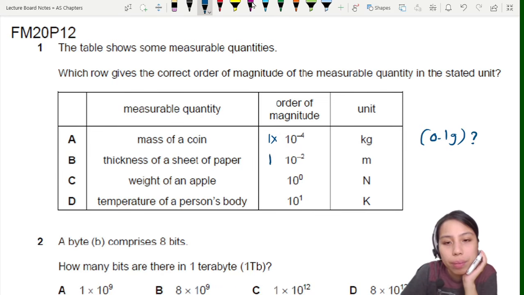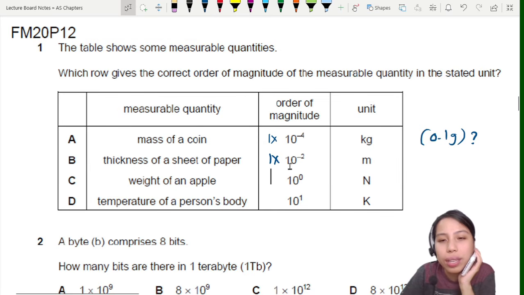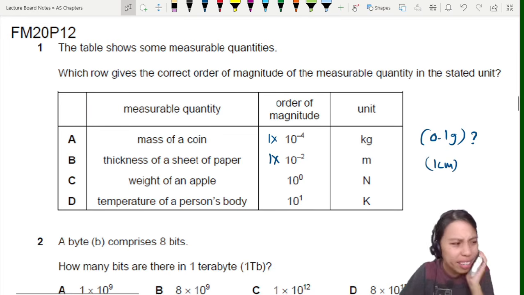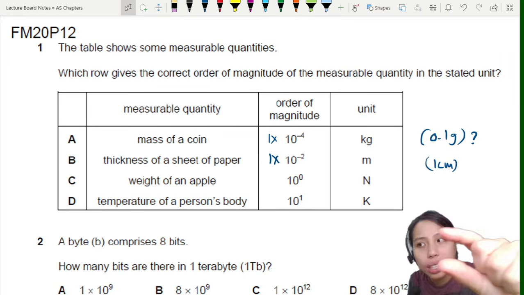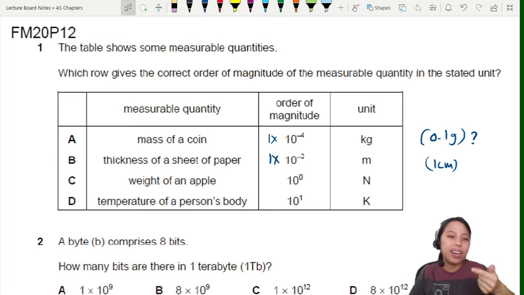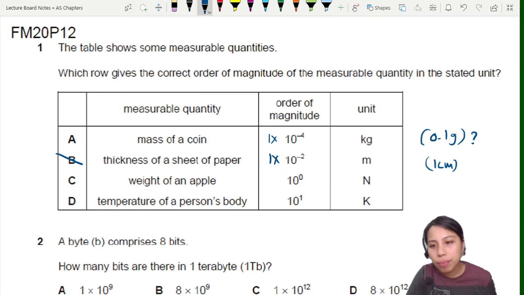Thickness of a sheet of paper. This is in 1 times 10 to the negative 2. So this is actually 1 cm, kind of equivalent. Is a paper that thick? 1 cm? Okay, we can use a ruler and check. 1 cm is about this much. No, this is definitely out. Paper is not so thick. Wrong.